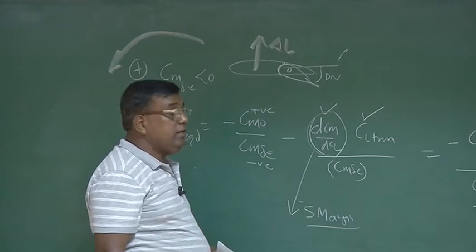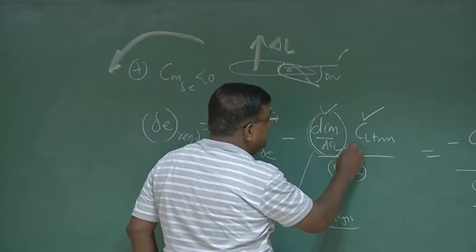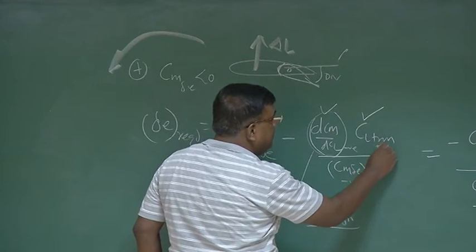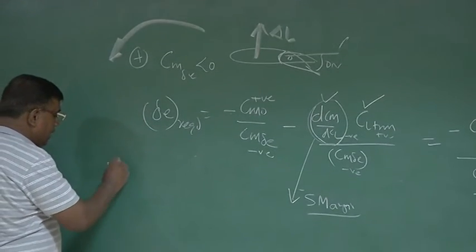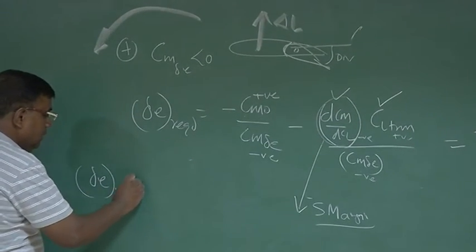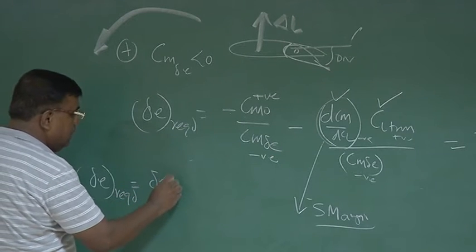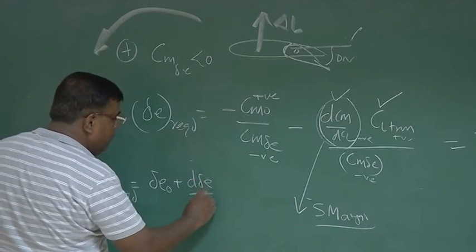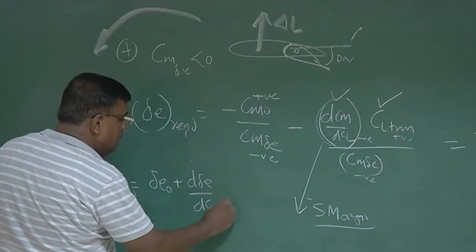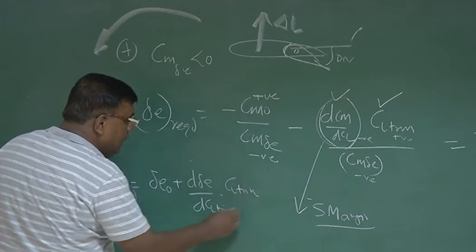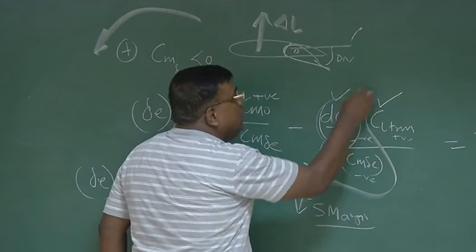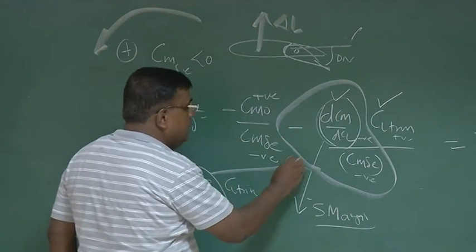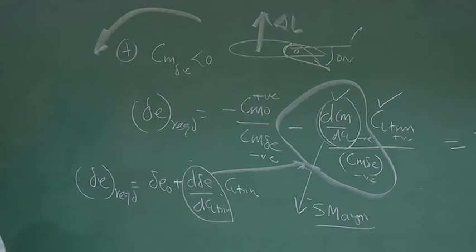dCm by dCl is negative for a statically stable airplane. So I write negative. This is also negative. This is positive. So this part is negative. So I write it like this. I write delta E required equal to delta E naught plus d delta E by dCl trim into Cl trim. And what is d delta E by dCl trim? This is nothing but the whole of this expression including the minus sign. Okay? That is minus dCm by dCl by Cm delta E.